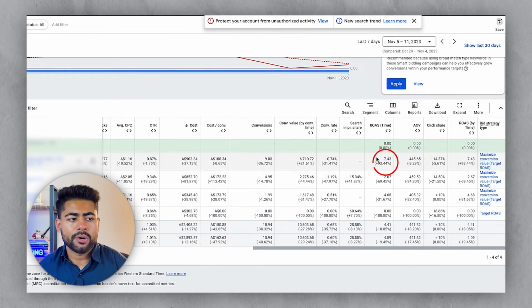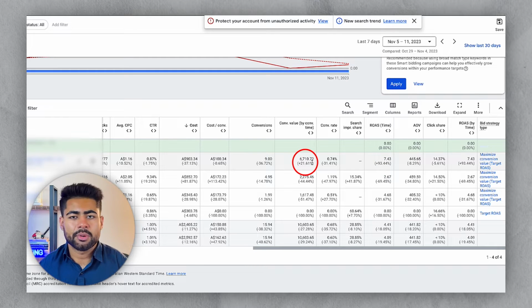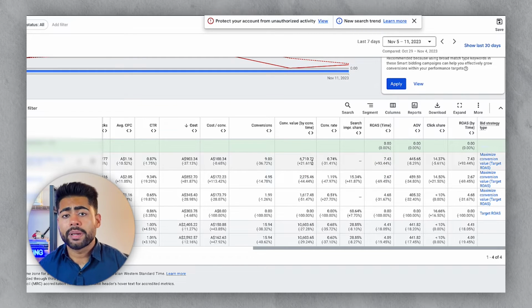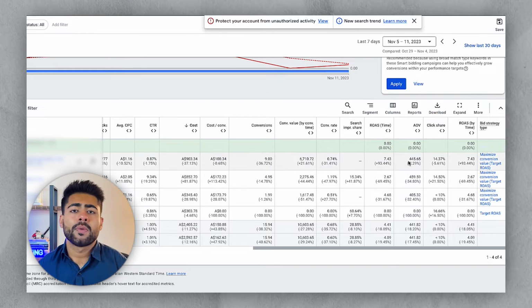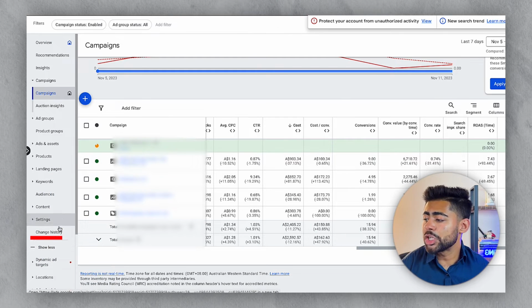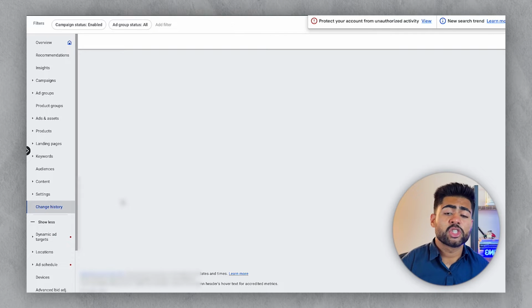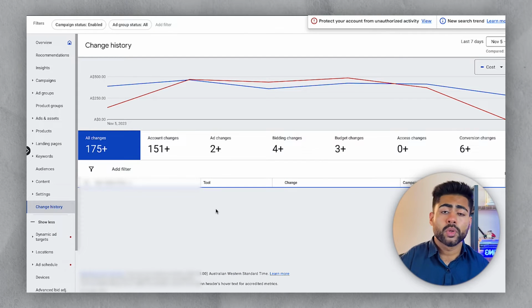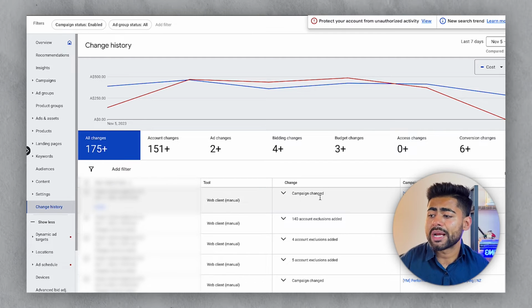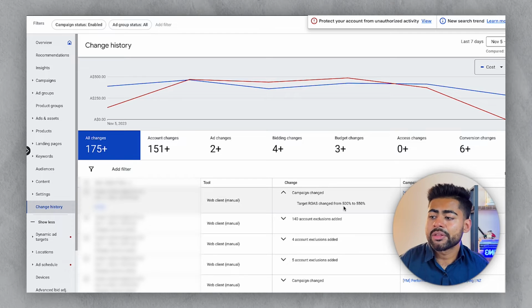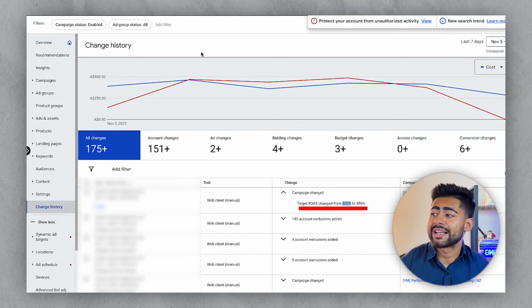But let's say the ROAS is going down, conversion value is the same or it's decreased. Well, now you need to do a bit more digging in terms of looking at search impression share, click share, and then going inside and maybe looking at the change history to see some of the changes done there, if something needs to be improved, if some change needs to be gone back on, because sometimes not every change is good. You might need to go back on a change. For example, if this change had resulted in bad numbers, then we would have to go back to this target ROAS set here.